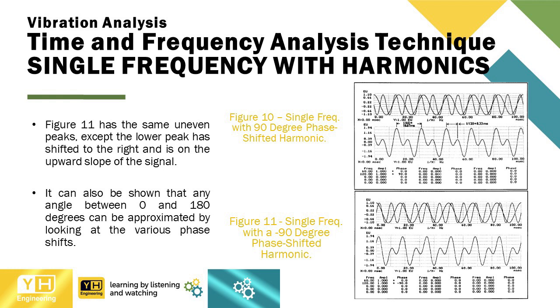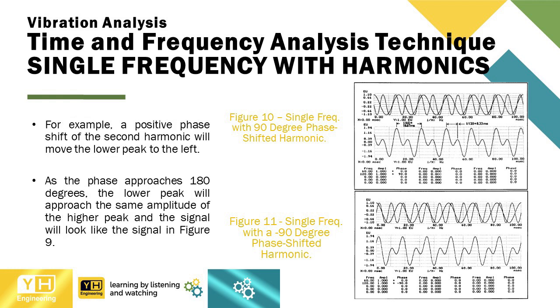It can also be shown that any angle between 0 and 180 degrees can be approximated by looking at the various phase shifts. For example, a positive phase shift of the second harmonic will move the lower peak to the left. As the phase approaches 180 degrees, the lower peak will approach the same amplitude of the higher peak and the signal will look like the signal in Figure 9.